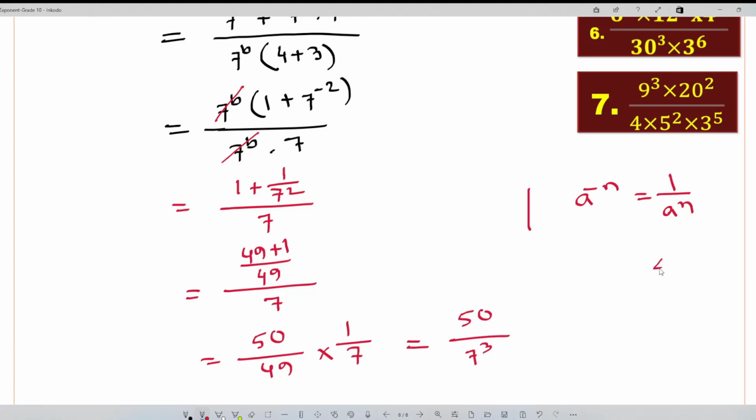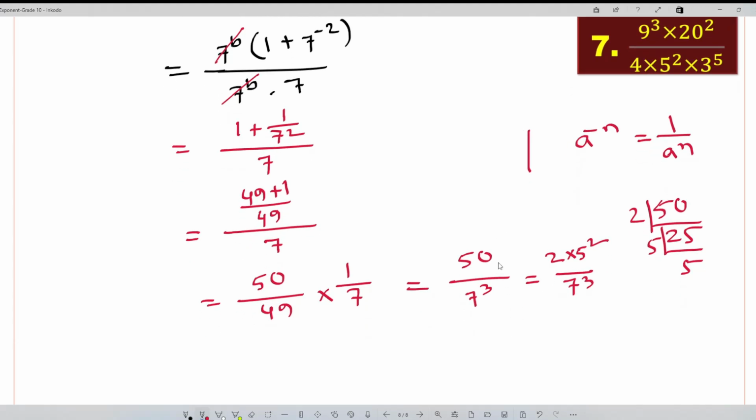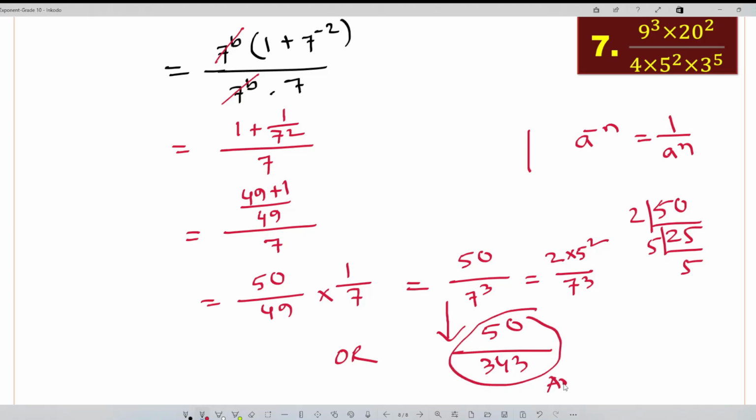And this 50, if we want, we can write as 2 times 25, 5, 5. So here is 2 times 5 square divided by 7 to the power 3. This is one way. Or we can write, here is 50 and 7 cube means 343, it is a similar thing. We can complete it here or here.